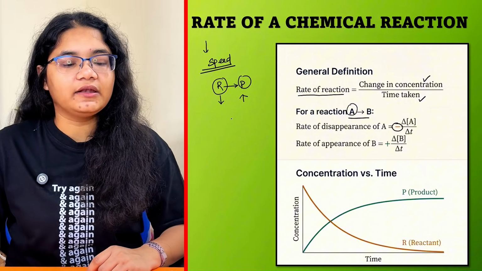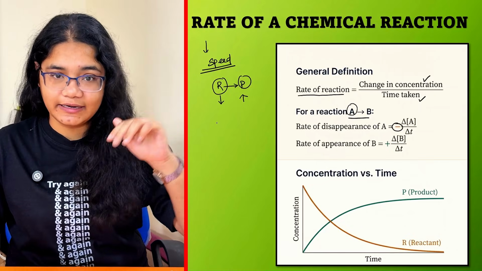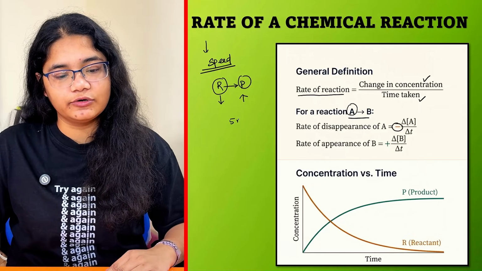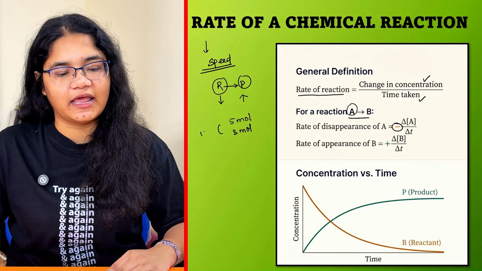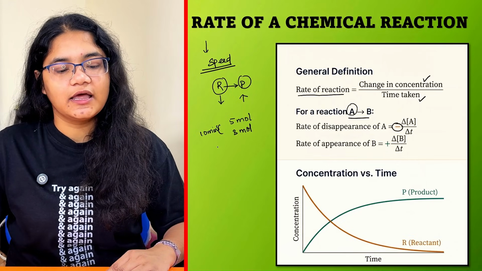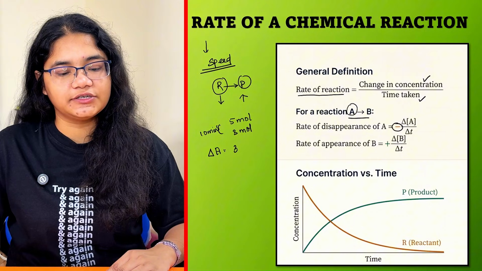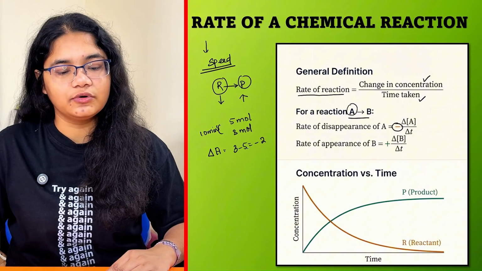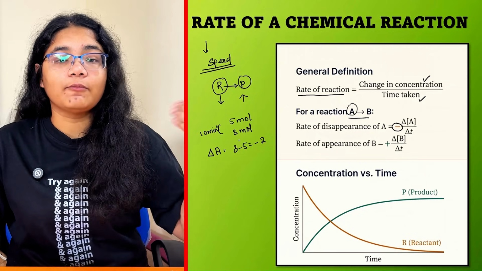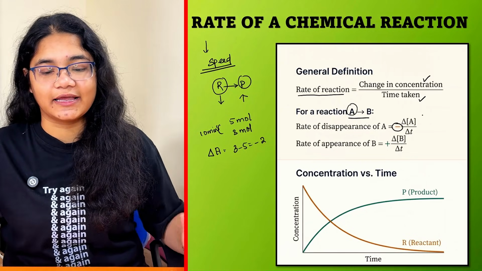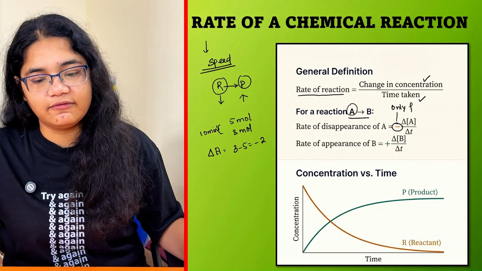See, in the reactant, what will happen? The concentration of A will decrease. For example, initially it was 5 moles, and after some time, in 10 minutes, it has become 3 moles. Now what is the change in concentration of A? Final minus initial. So 3 minus 5 will give me minus 2. That will give me a rate in negative terms, which is not possible. Rate is a positive quantity. So to balance out this negative, we have to add a minus sign. And remember, this is only for reactants.